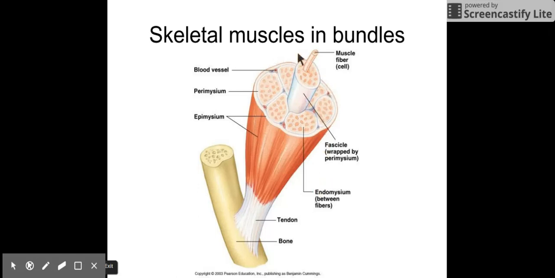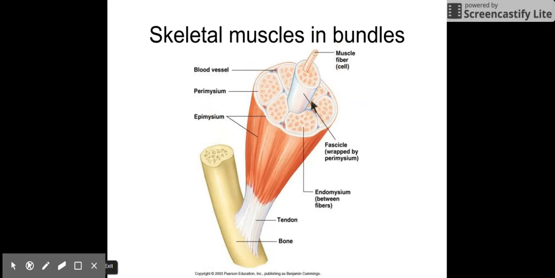Then we have these larger bundles here. Those are called fascicles, and they are wrapped in their own kind of gift wrap, which is called perimysium. Make sure that you know perimysium and epimysium, and you know the difference. That will be on your test. Then, within our fascicles, which you will need to know, you have muscle fibers, and these are actually the cells. These are muscle cells, and they are really interesting, and on the next slide, I'll really break them down.